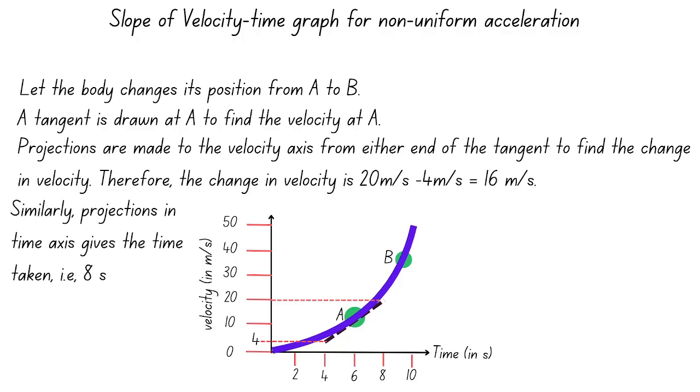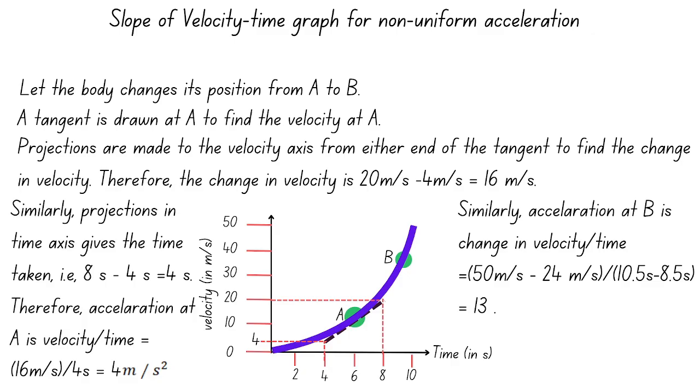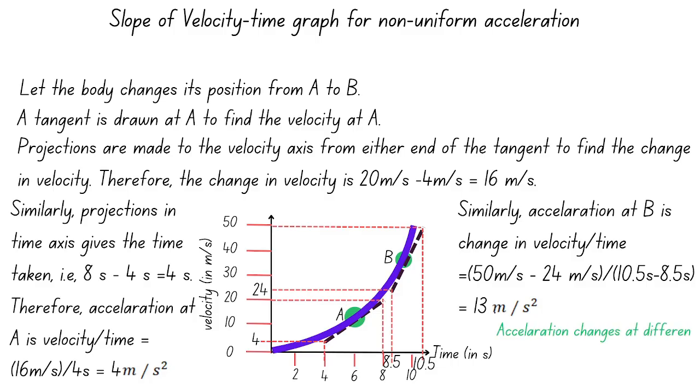Similarly, projections on the time axis give the time taken, that is, 8 seconds minus 4 seconds is equal to 4 seconds. Therefore, acceleration at A is change in velocity divided by time, which is 16 meters per second divided by 4 seconds, equal to 4 meters per second squared. Similarly, acceleration at B is 13 meters per second squared. So, we can find acceleration at different instants from the velocity time graph of non-uniform acceleration.